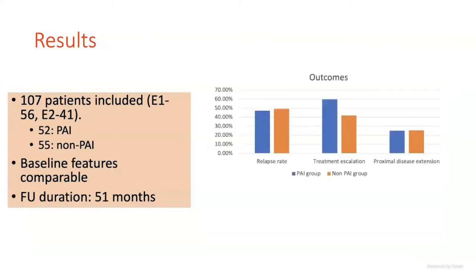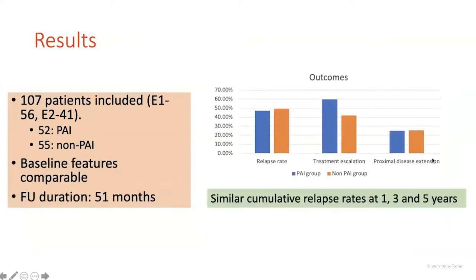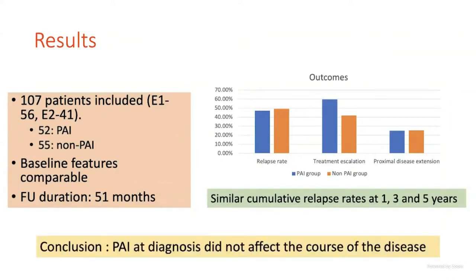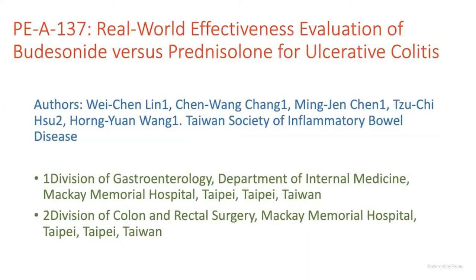Follow-up duration 51 months, and at the end of follow-up, the outcomes in the form of relapse rate, treatment escalation, and proximal disease extension, as well as the cumulative relapse rate at 1, 3, and 5 years was similar between the two groups. So the author concluded that PAI diagnosis did not affect the course of disease in patients with E1 or E2 disease. The fourth abstract looked at the real-world effectiveness of budesonide versus prednisolone for ulcerative colitis.